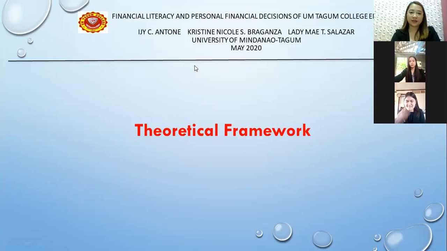So next is the theoretical framework. So this study is anchored on the theory of Moate 2017 that states that financial literacy is important in determining personal financial decisions. Financial literacy includes the financial knowledge and the financial skills. Further, in assessing the level of personal financial decision, it includes the money management, savings and investment, and debt management.